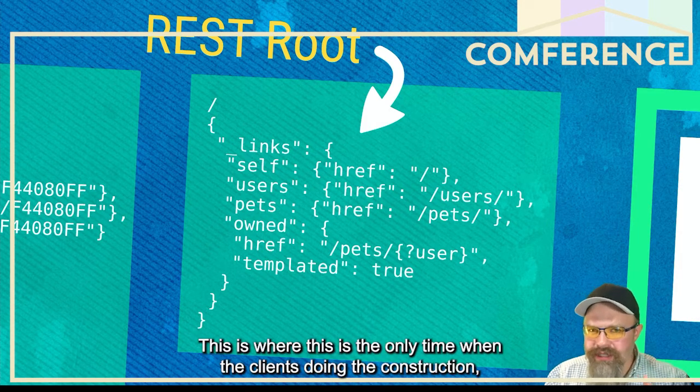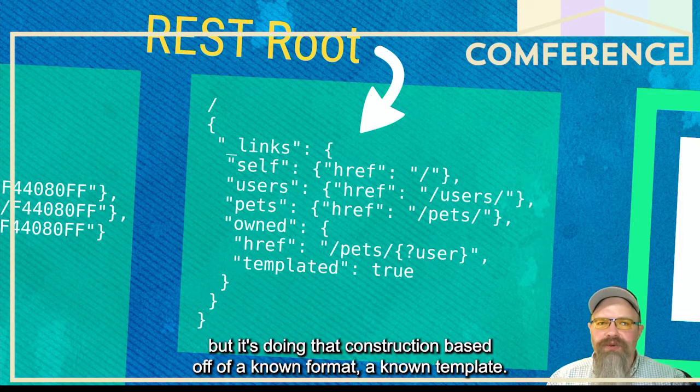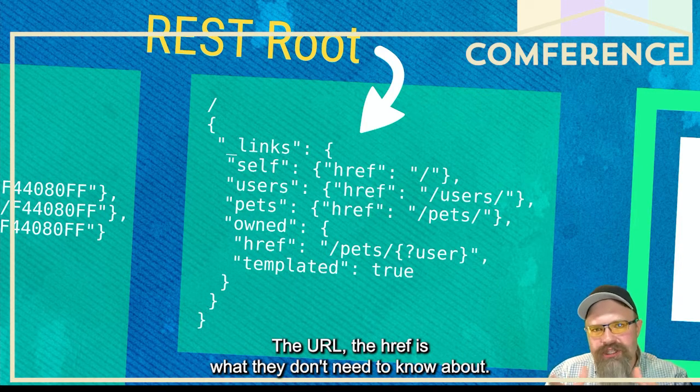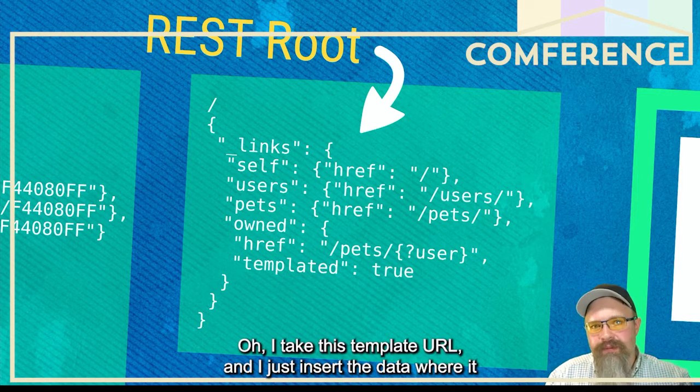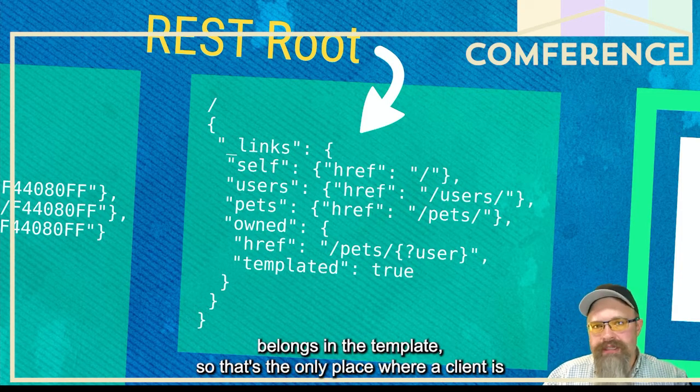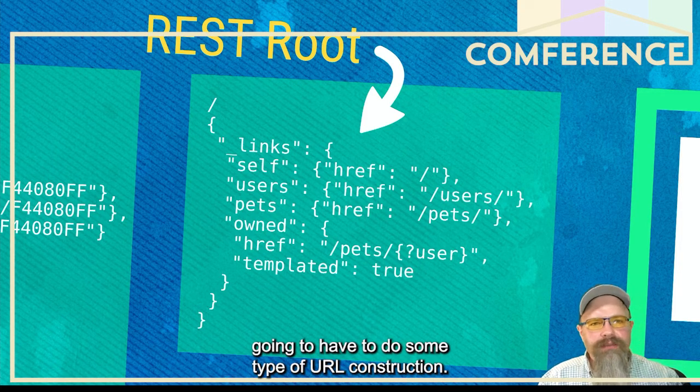This is the only time when the client's doing the construction, but it's doing that construction based off of a known format, a known template. The URL, the href, is what they don't need to know about. They just need to know, oh, I take this templated URL and I just insert the data where it belongs in the template.